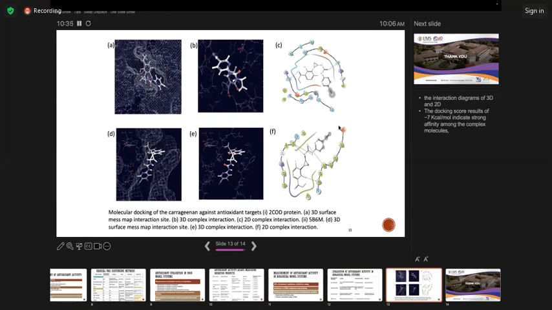After you know the mechanism, after you get an idea of the mechanisms for your own antioxidants, then you can relate to molecular docking. This is just an example, okay? The interactions diagram, this one is the 2D and 3D docking score result that indicates the strong affinity among the complex molecules. As we can see, the first one is the 3D surface. This one is carrageenans against an antioxidant target.